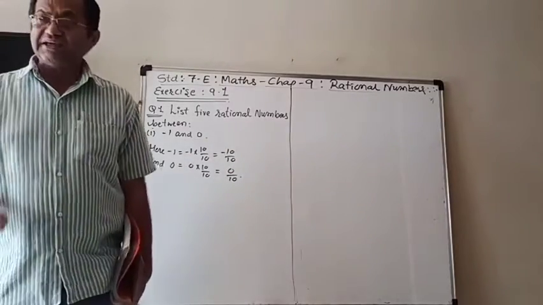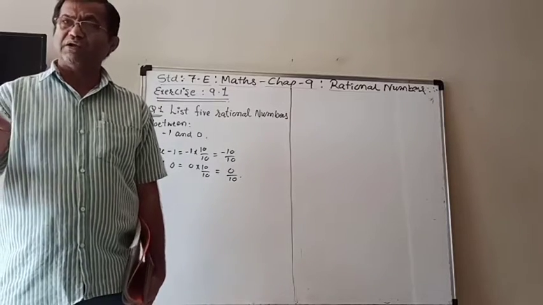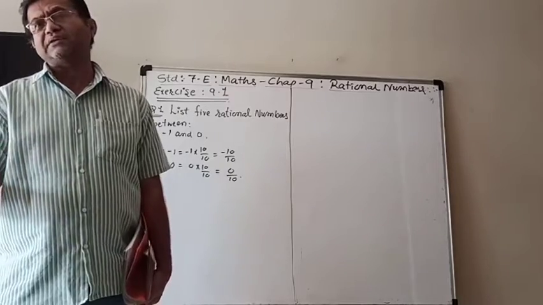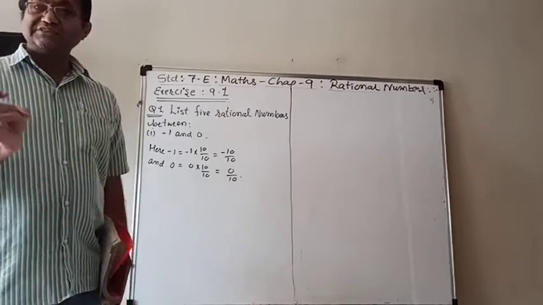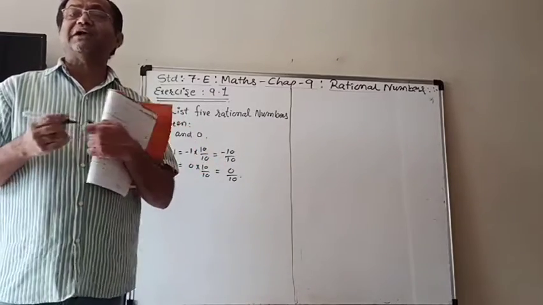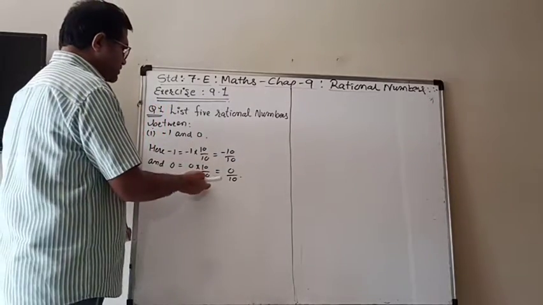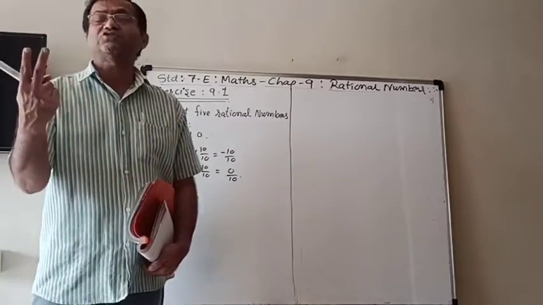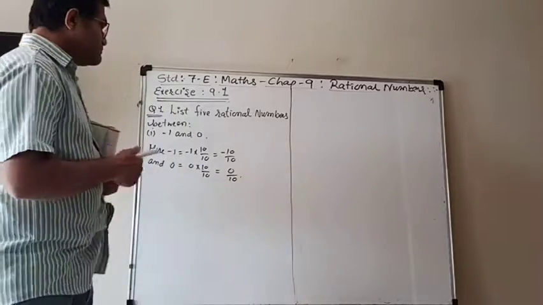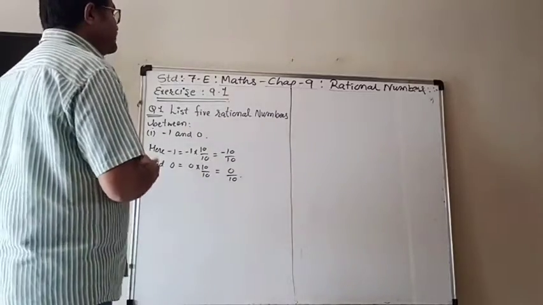It is not necessary 10. You can multiply with 6 upon 6 or 7 upon 7. But I thought 10, so I took 10. But at least you have to choose a number such that you will be able to get at least 5 numbers between that range. If you multiply by 3 upon 3, it will be -3 and 0, that is only 2 numbers. And therefore, I took a bigger number. So now, between 0 upon 10 and -10 upon 10, you can take any 5 rational numbers.